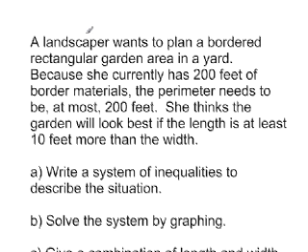A landscaper wants to plan a bordered rectangular garden area in a yard. Because she currently has 200 feet of border materials, the perimeter needs to be, at most, 200 feet. She thinks the garden will look best if the length is at least 10 more feet than the width.